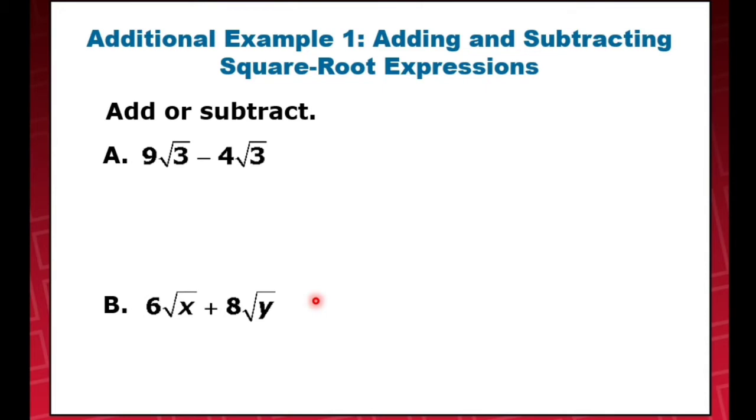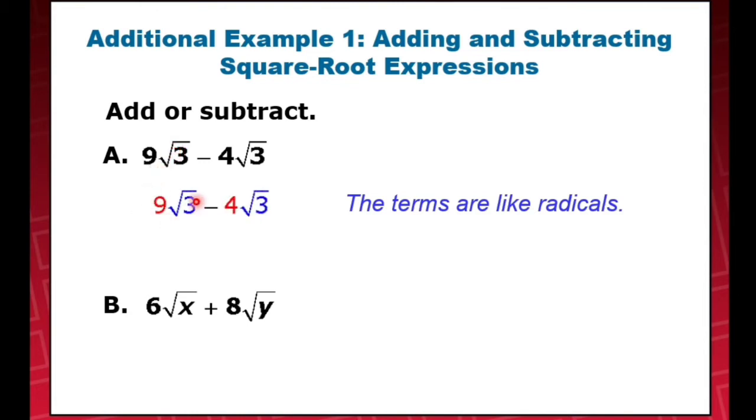Okay, so let's have another example here. So for letter A, we have 9 square root of 3 minus 4 square root of 3. Okay, so obviously, 9 square root of 3 and 4 square root of 3 are like radicals because they have a common radicand, which is 3. And also, they have the same indices. Parehas yung index nila, which is 2. Kasi parehas silang square root. So, all we need to do here is just combine 9 minus 4. Isa-subtract lang natin siya and then copy the common radical, which is the square root of 3.